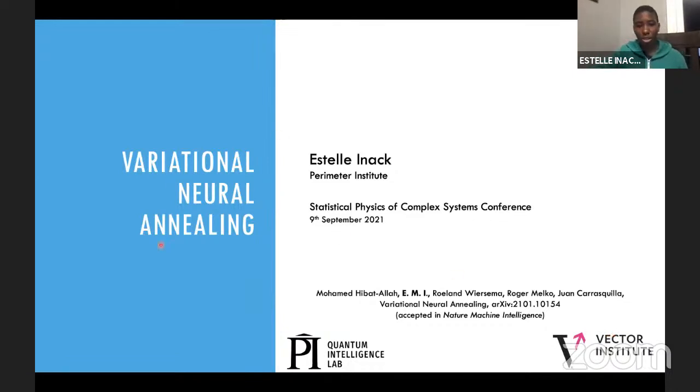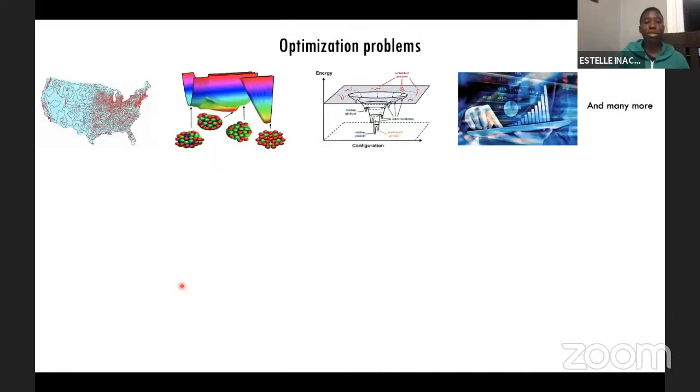I'm going to talk about variational annealing. It's a work that we put on arXiv at the beginning of this year, and it was recently accepted in Nature Machine Intelligence. So typically when we talk about annealing, what we have in mind is actually solving optimization problems. And optimization problems occur both in science and in different places in industry. So here I gave just a couple of examples.